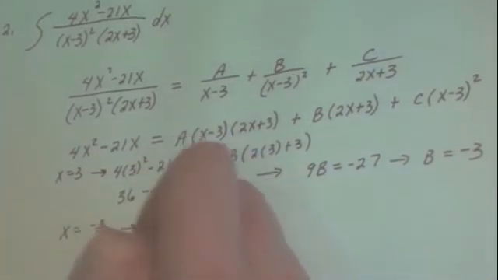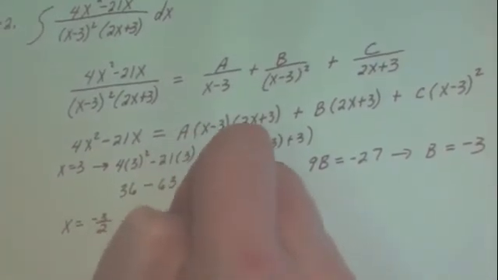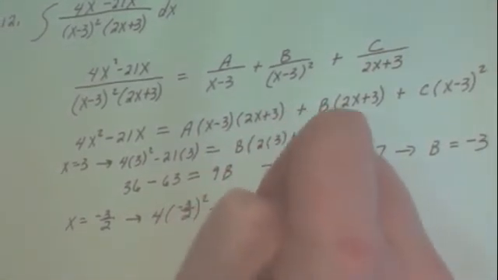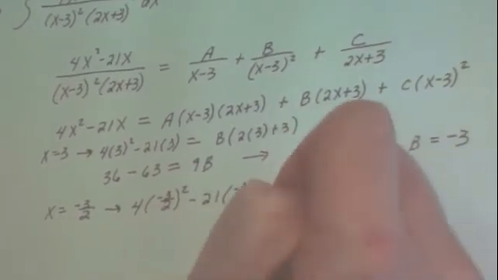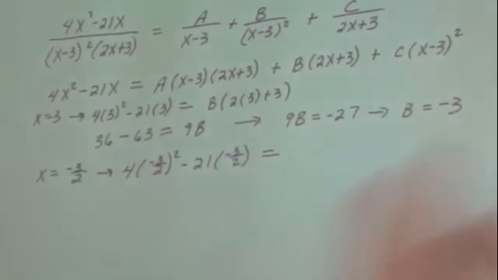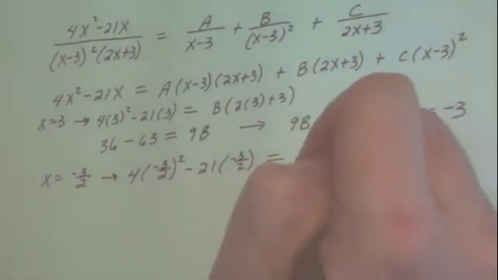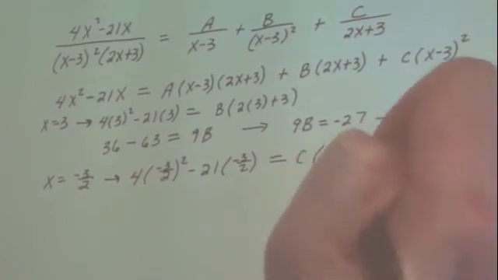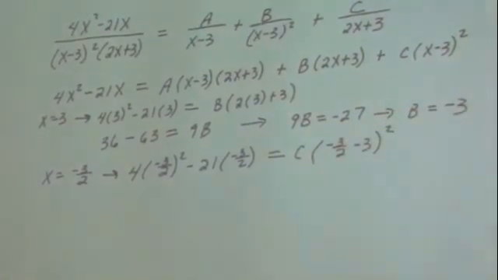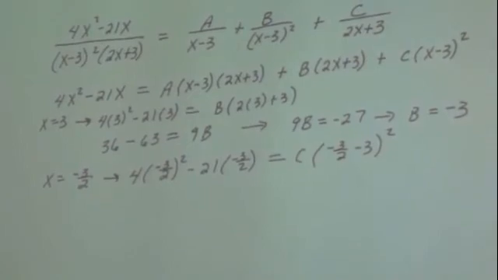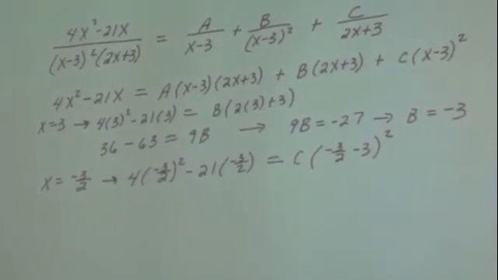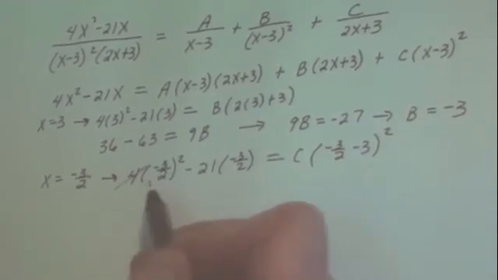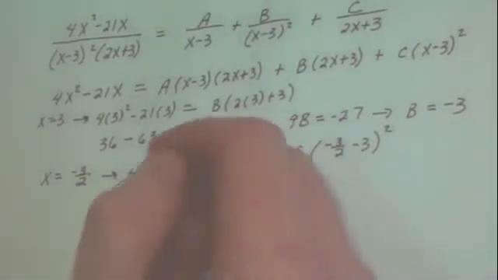And I'll say, okay, on the left-hand side, I'm going to have 4 times negative 3 over 2 squared minus 21 times negative 3 over 2. That should equal, over here, C times negative 3 over 2 minus 3 quantity squared. So on the left-hand side, this is going to be times 4 divided by 4, so these two are just going to cancel. And I'll have negative 3 squared is 9.